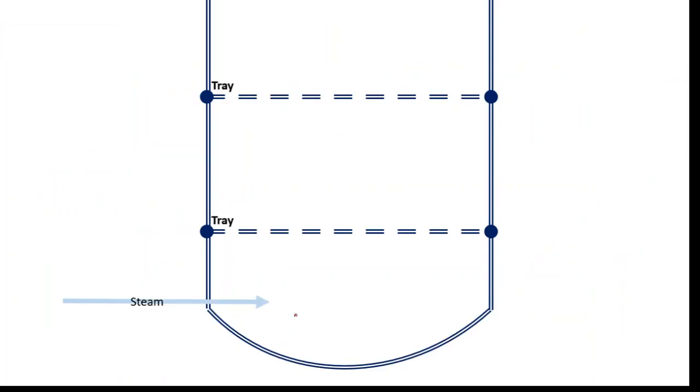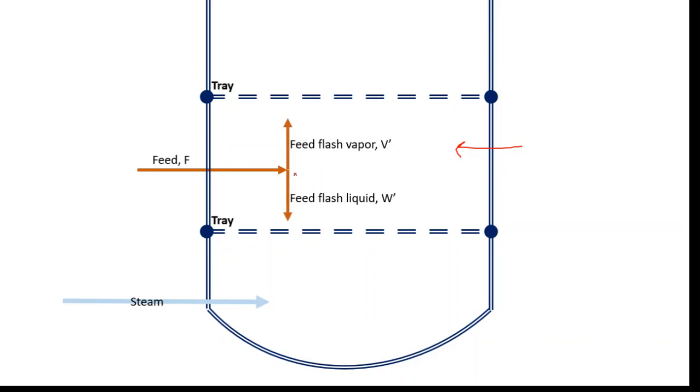Now come to the concept. This is the bottom section, and this one is the flash zone. What is happening here? The feed is entering the flash zone and is divided into two parts. One part is the feed flash vapor, the second part is the feed flash liquid. Our target is to find these amounts. How can we do it?